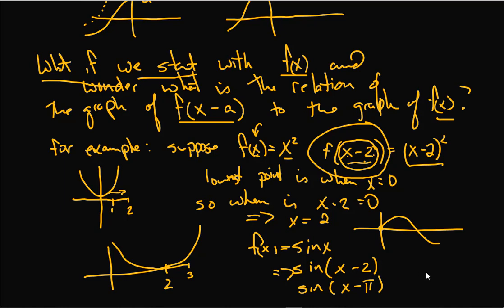So what is this going to look like? It's going to be the same shape as the sine function, but it's not going to start here. It's going to start at 2, because it shifts over, so it's going to look like that. So no matter what function we are dealing with, if we start with it and subtract 2 from the argument, then the whole thing moves over to the right by 2.